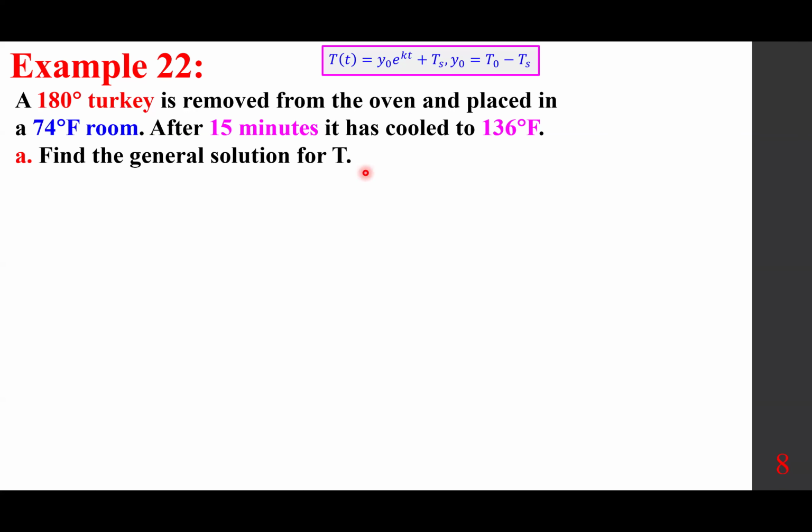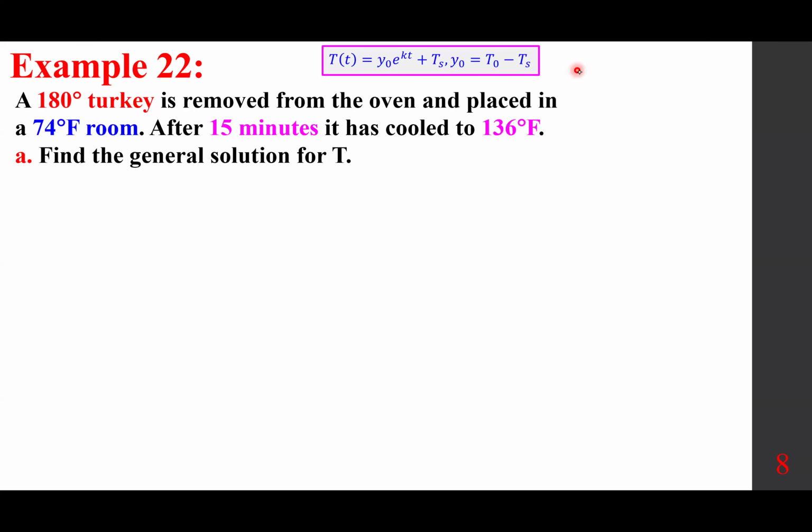To do that, reminding everyone that the capital T represents the temperature, lowercase t represents the time, is y sub 0 e to the power of kt plus T sub s. We've gone through that, okay? And T sub s is the surrounding temperature. Y sub 0 becomes T sub 0 minus T sub s as a result.